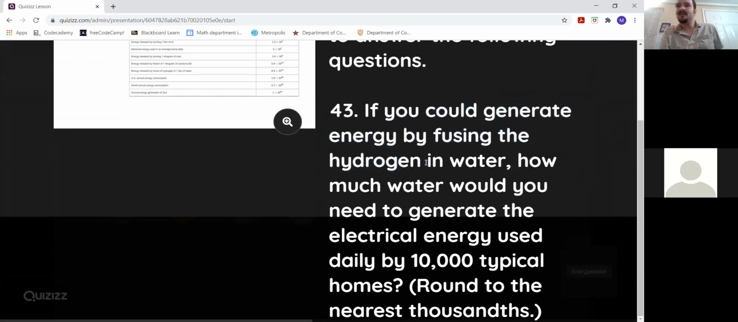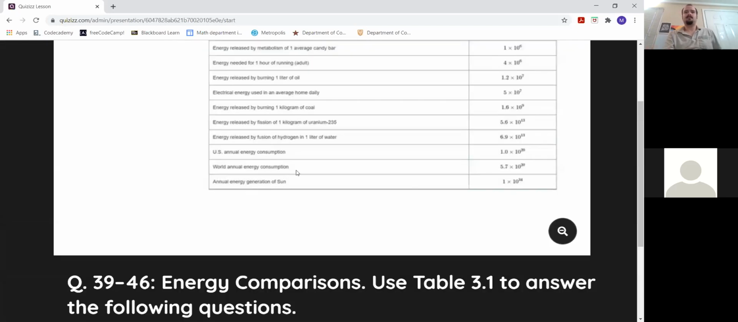Don't freak out. If you could generate energy by fusing the hydrogen in water, how much water would you need to generate the electrical energy used daily by 10,000 typical homes? Round to the nearest thousandths. Fusion of water, 6.9 times 10 to the 13th. Electrical energy used in an average home daily is 5 times 10 to the 7th.